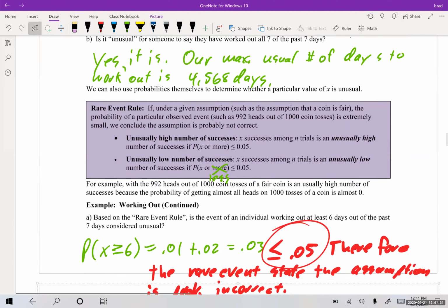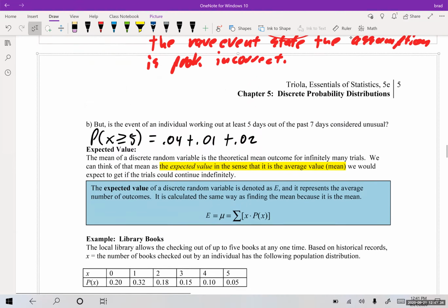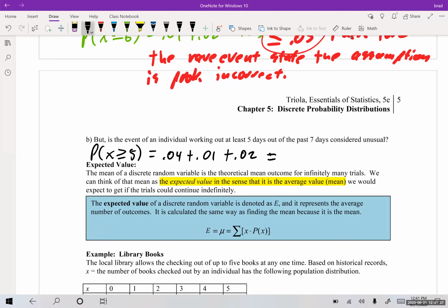So this adds up to, what is that, 0.07, which is greater than or equal to 0.05. So is the event of an individual working out less than we consider? No. And once again, by rare event rule. I can't write today. Okay. So that would not be considered unusual, okay?